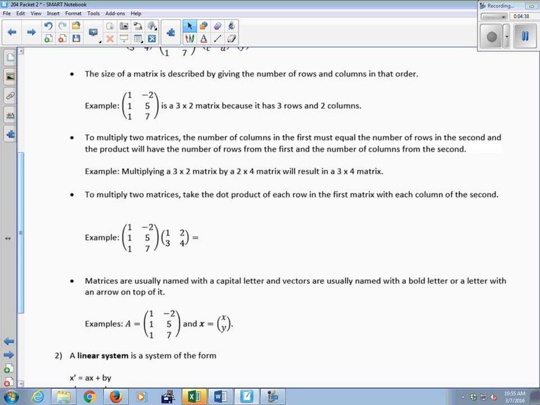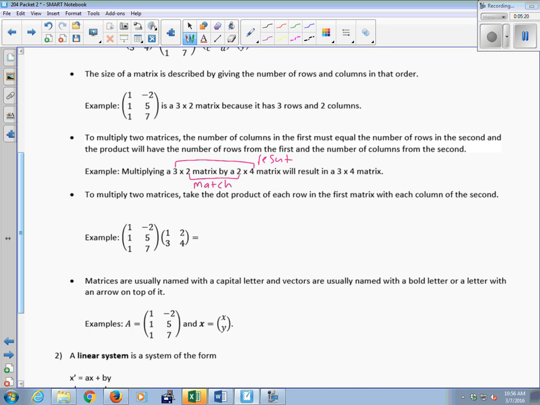So we're going to need to be able to multiply matrices. To multiply 2 matrices, the number of columns in the first has to equal the number of rows in the second, and the product will have the number of rows from the first and the number of columns from the second. That sounds confusing, but when you write it out, like if I want to multiply a 3 by 2 by a 2 by 4, basically the inner dimensions have to match in order for these to be possible to multiply, and the result is the outer dimensions. So these can be multiplied because the inner dimensions are both 2, they match. The result is a 3 by 4 matrix.